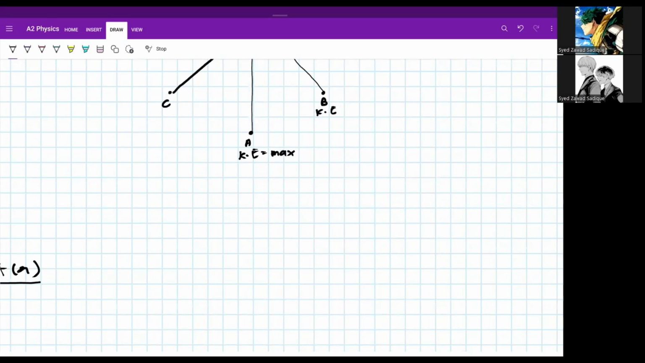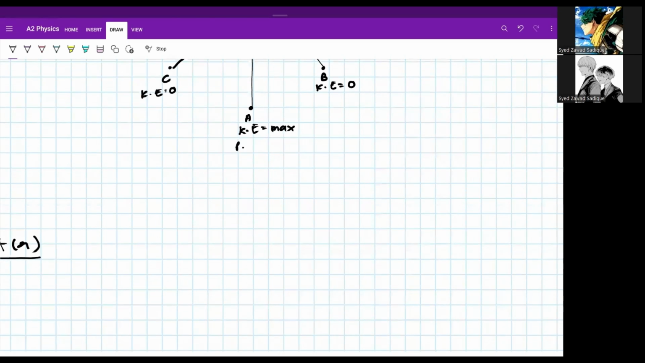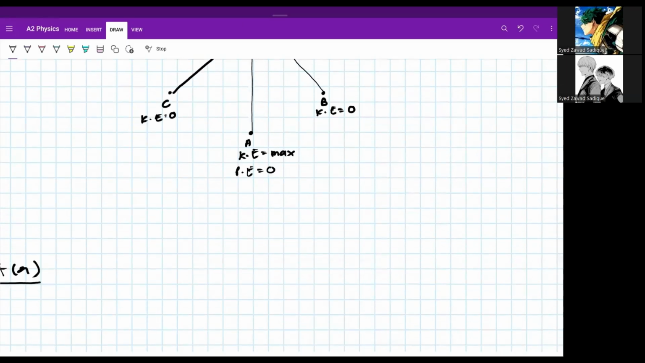Kinetic energy at points B and C are 0 because velocity is 0. However, potential energy at A is 0 because displacement is 0, and potential energy at B and C is max because they're the amplitude points. Okay.